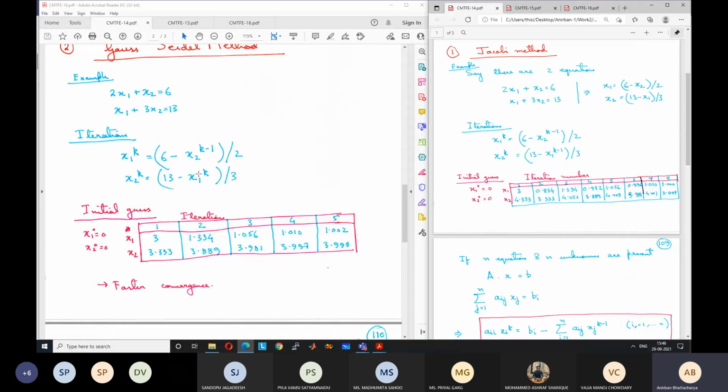Okay, you can see that here in the third iteration we have reached 1.334. Here it is in the second iteration. Here in the fifth iteration we have reached 1.056. Here in the third iteration, it is going much faster. So faster convergence is achieved.